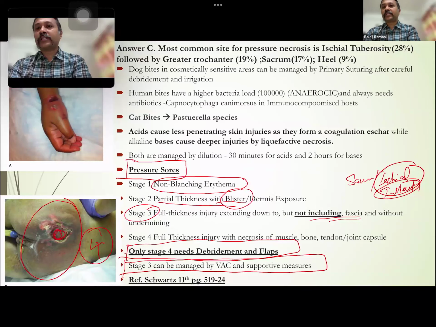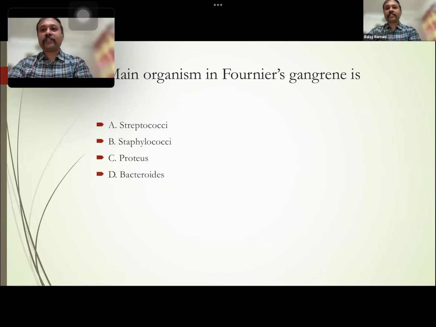So the most common site is going to be the ischial tuberosity. That is the most common site. And then you have the greater trochanter. Third, the sacrum is mentioned. This is as far as Schwartz is concerned, and even Sebastian mentioned the same thing.